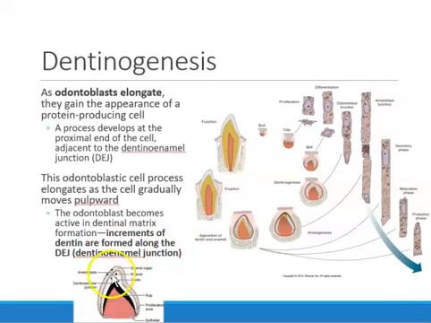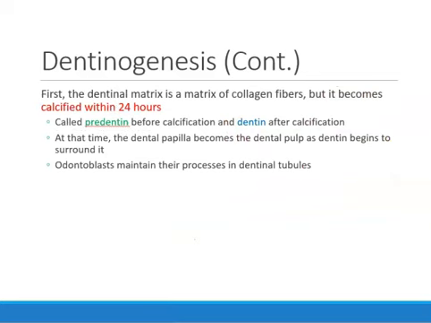So where the enamel and dentin meet, that's known as the dentino-enamel junction, and dentin just gets put down over here in layers. Odontoblast makes dentin, and dentin gets secreted in layers. And remember, it's called pre-dentin first. After 24 hours, it becomes hard, it becomes calcified, and then it becomes dentin.